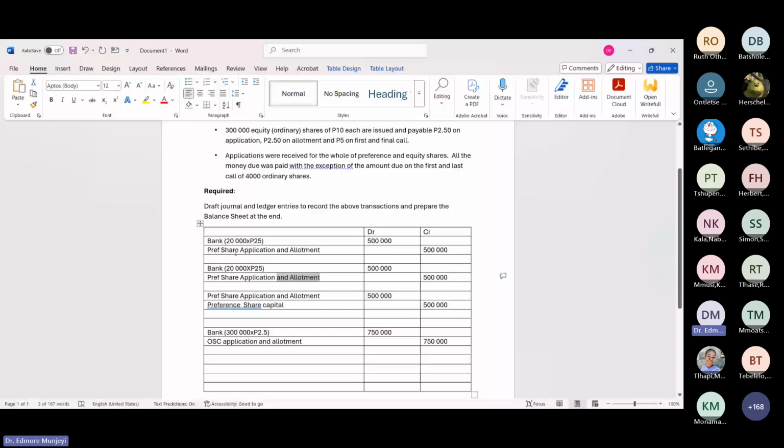So for application, when subscribers are applying, we create what you call the share application and allotment account. When they're applying, we record in share application and allotment. When shares are now allotted to them, we still have share application and allotment. You understand?